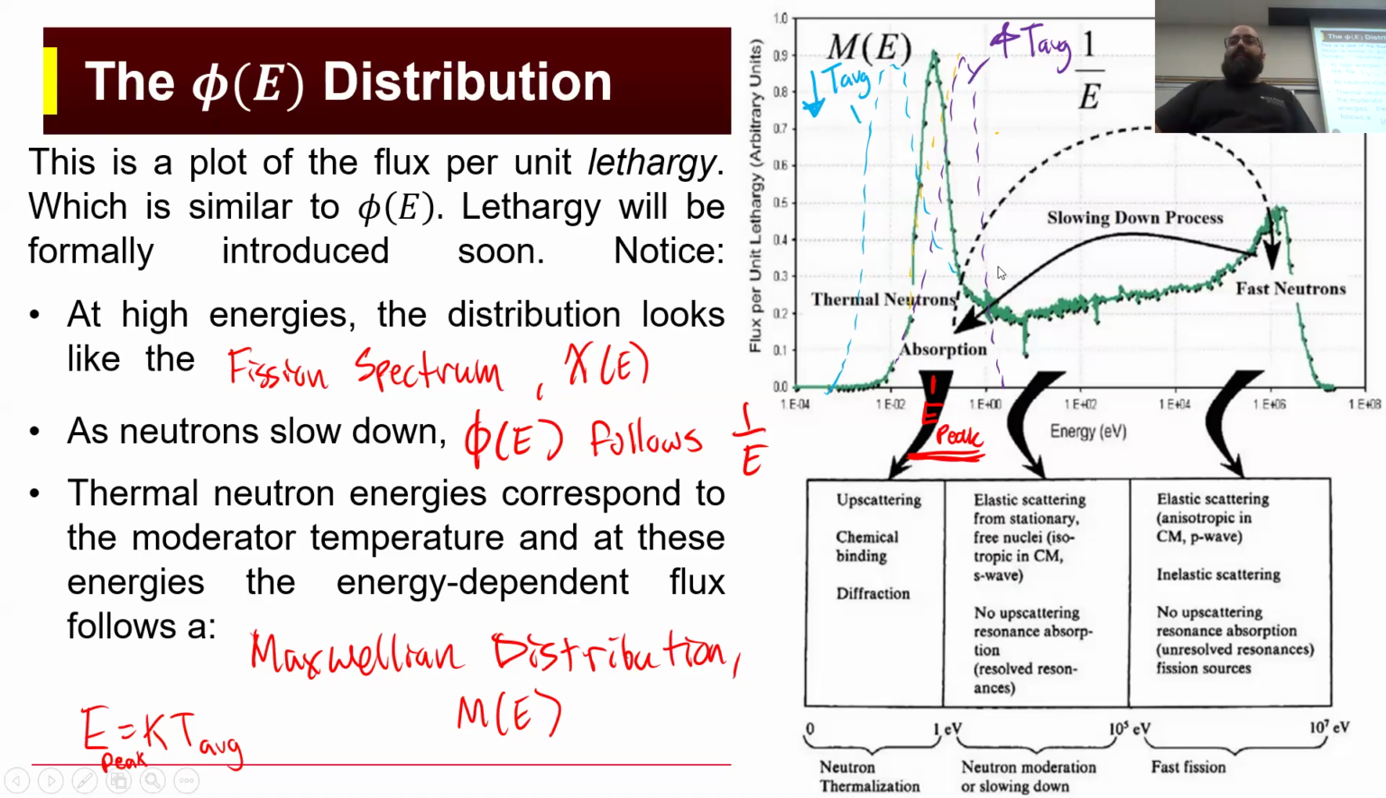And technically, I shouldn't draw this coming all the way down over here. That was just me being a little careless. At some point, the Maxwellian part bleeds into the slowing down part, so these distributions would end up matching up somewhere.